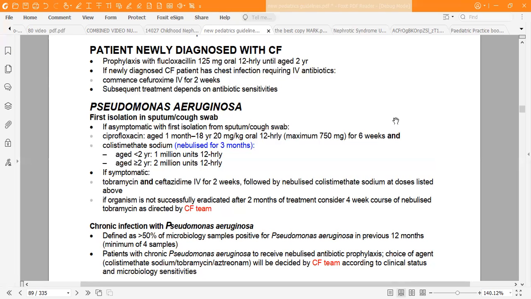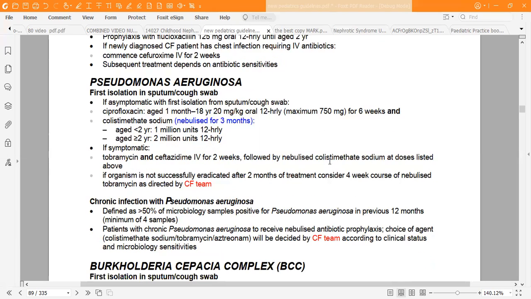Anyway, in this book, they are written according to age: ciprofloxacin aged 1 month to 18 years, that's 20 milligram per kg orally, 12 hourly for 6 weeks, and colistimethate sodium nebulized for 3 months. And again, according to the age, less than 2 years, more than 2 years, you can have a look at that by yourself and double check the BNF book as well. So that's the asymptomatic CF patient.